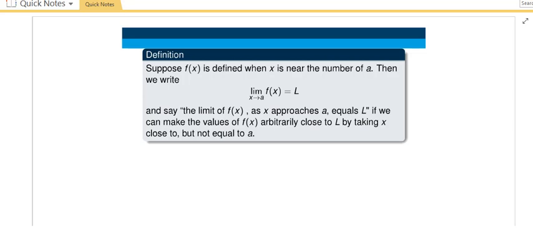Our definition then will be, suppose that f of x is a function where it's defined near the number a. Then we write this limit as x approaches a, and we say it equals L if we can make the values of f of x arbitrarily close to L by taking x close to but not equal to a. So again, we're looking at the behavior of the function as we get near this value a. We don't necessarily care about what happens at a. The function might not even be defined there. But we want to know about the behavior of the function near that value.